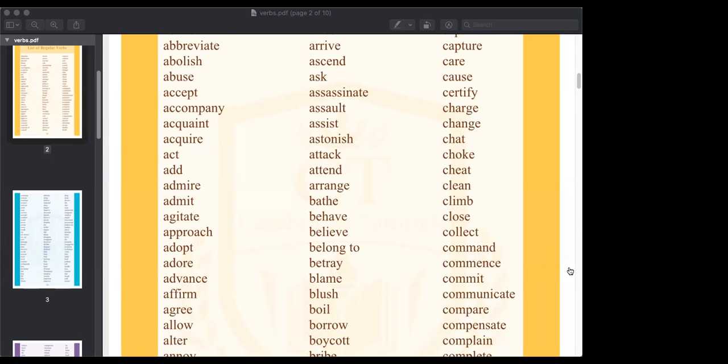I used to accept. Did I used to accept? I didn't used to accept. Accept. Next. I used to clean. Did I use to clean? I didn't use to clean.